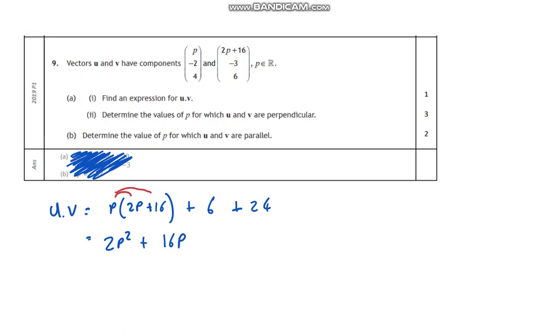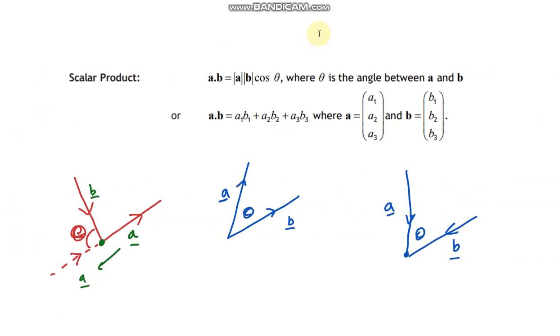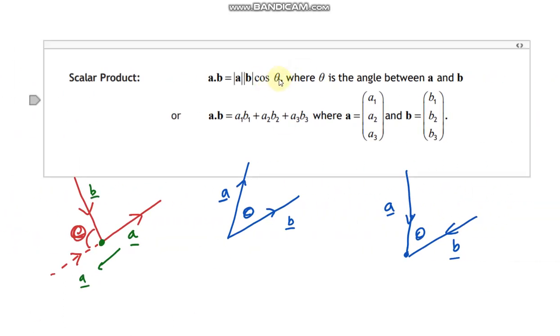And this is where your little algebra from Nat 5 comes in quite well. You need to make sure you know these rules back of your hand. And that is plus 30. So that's a nice little expression for u dot v. And now it's in terms of p. Now, for values for which this is perpendicular. Well, for perpendicular vectors, theta is going to be 90.